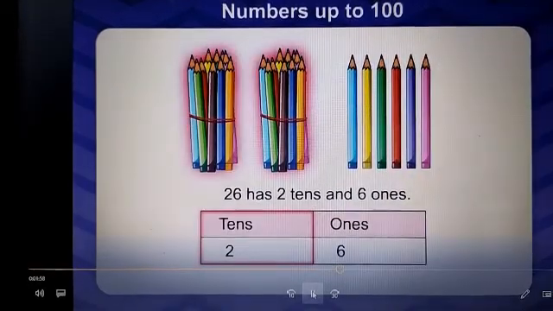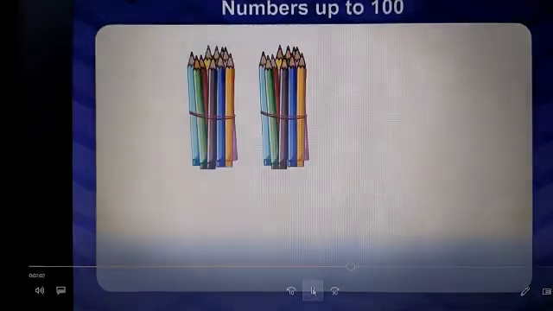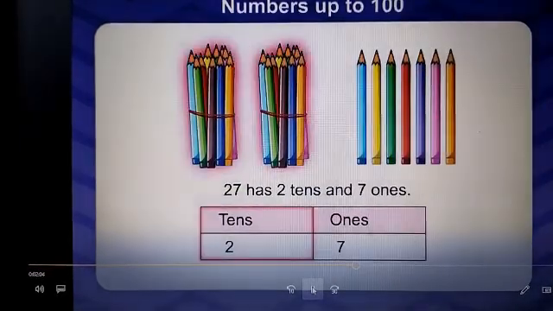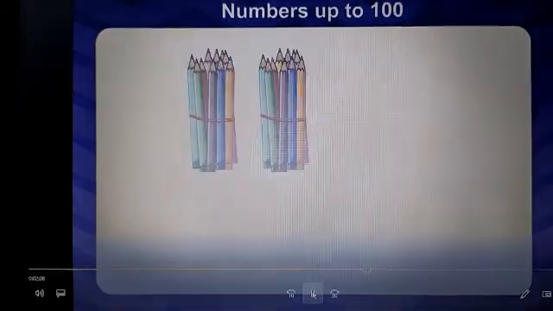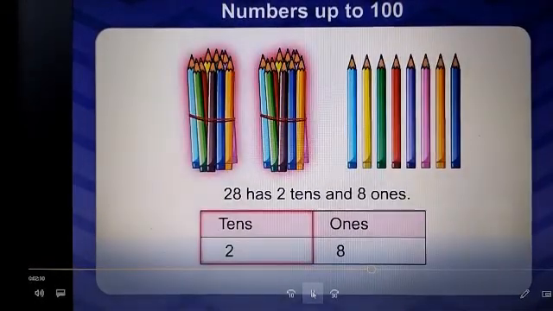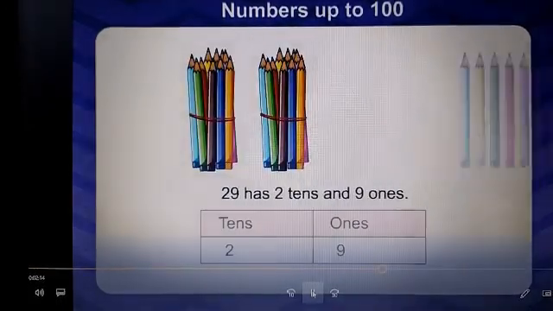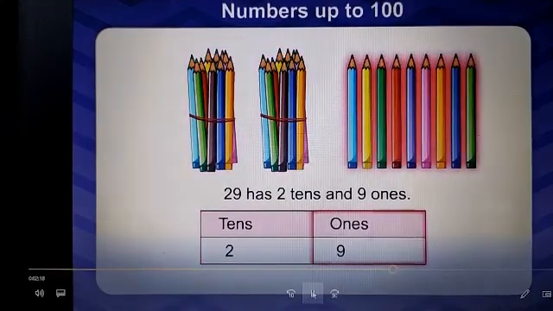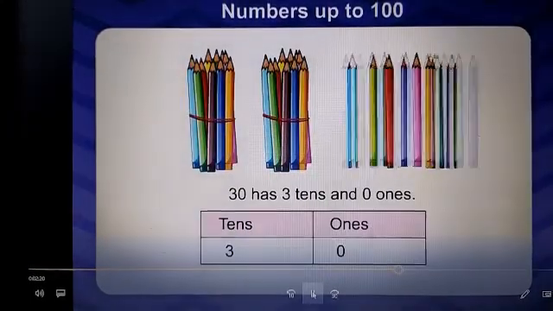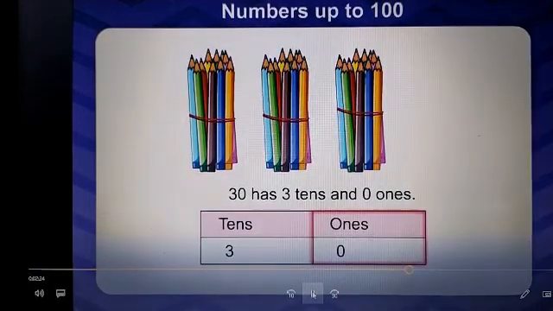26 has 2 tens and 6 ones. 27 has 2 tens and 7 ones. 28 has 2 tens and 8 ones. 29 has 2 tens and 9 ones. 30 has 3 tens and 0 ones.